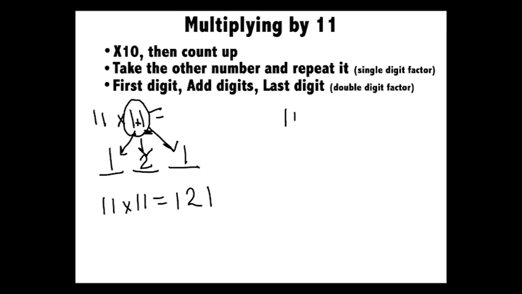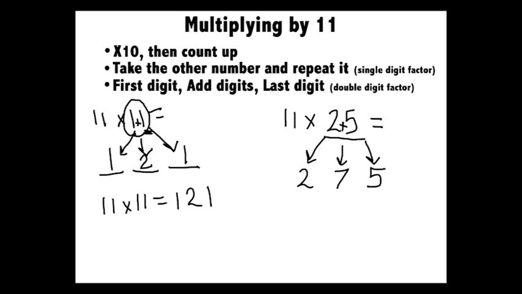One more example. 11 times, let's make it interesting, 25. I just want to show you that this trick will work with any double-digit number. So I'm going to take the first digit in the other factor I'm multiplying by, which is a 2. My middle digit is me adding these two numbers together. 2 plus 5 is 7. And the third digit is the number 5. So 11 times 25 is 275.